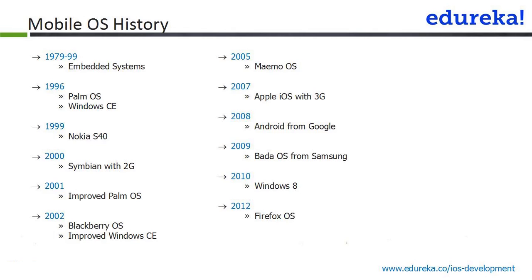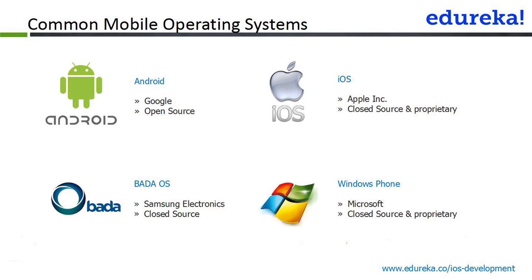And what we see today in the market are basically the top 4, which are your Android, by Google, and it's open source. Then iOS from Apple Incorporated, which is closed source and proprietary. Bada OS is from Samsung Electronics, and they are also closed source, but they are moving towards open source. And of course, Windows Phone from Microsoft, which is again closed source and proprietary. So these are the 4 main operating systems which are there in the market today. And primarily, most of the app development happens using these 4.